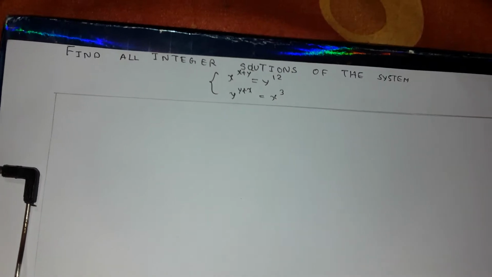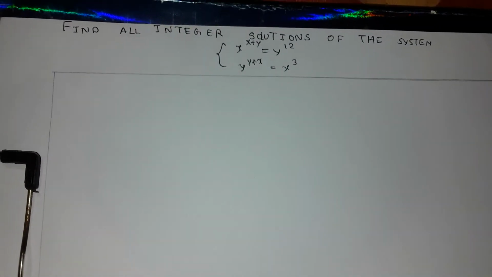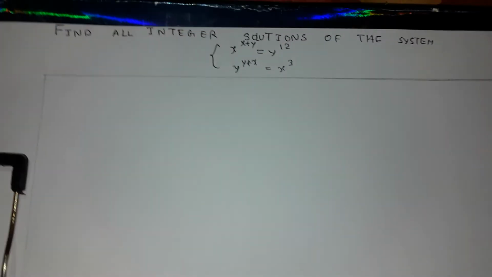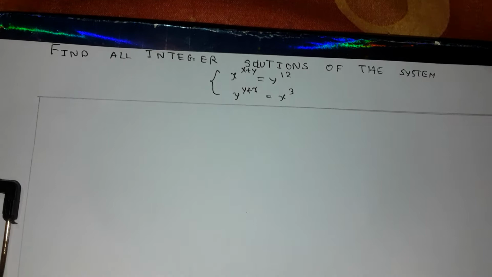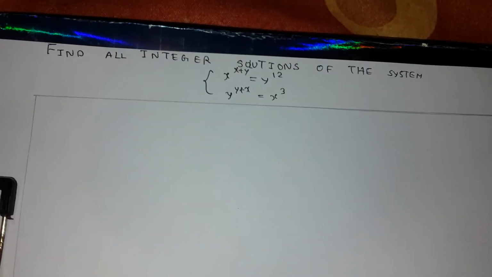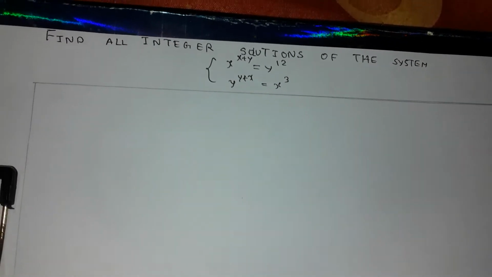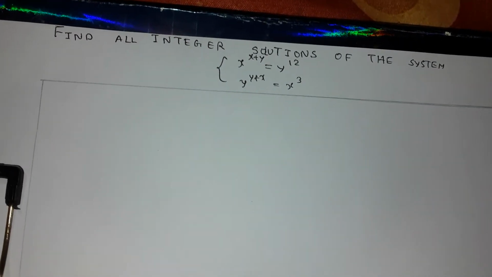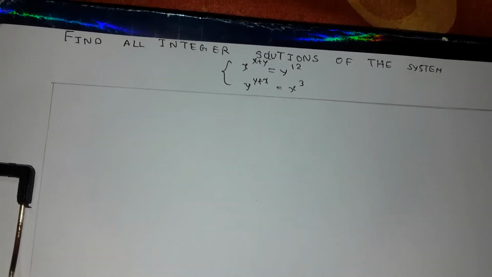Today I will solve a system of equations which I guess is one of the toughest questions I've ever tried on this channel. The question reads: find all integer solutions of the system x to the power (x plus y) equals y to the power 12, and y to the power (y plus x) equals x cubed. And we are only given a hint, that is, x and y are integers.